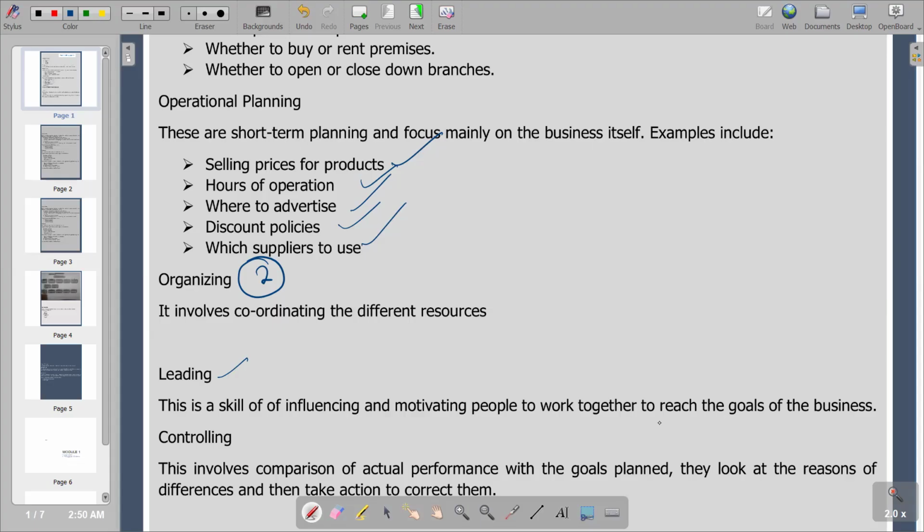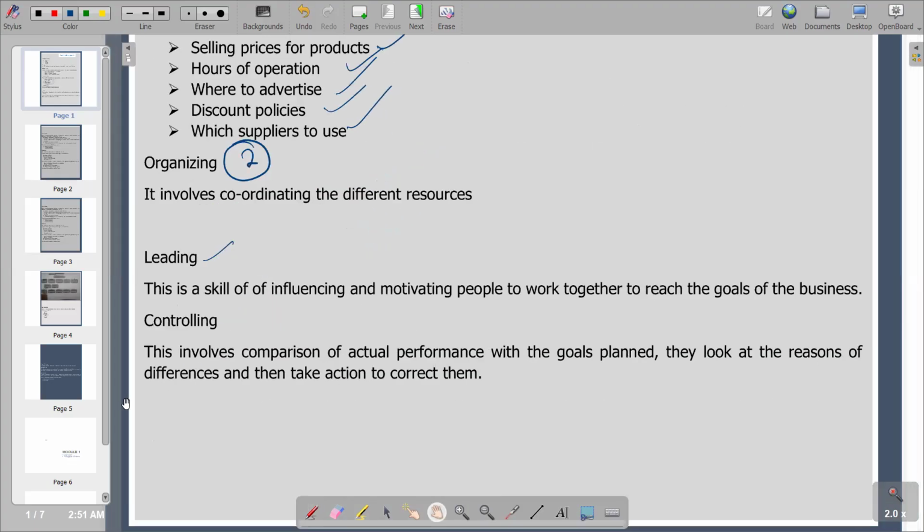So again, it's something that we can rather describe as coming in advance of something. Whenever you come in advance of anything, you are leading. You are showing the direction that should be taken. That's leading. So that's what we have on leading. Then moving on to the next management function, which is now controlling.